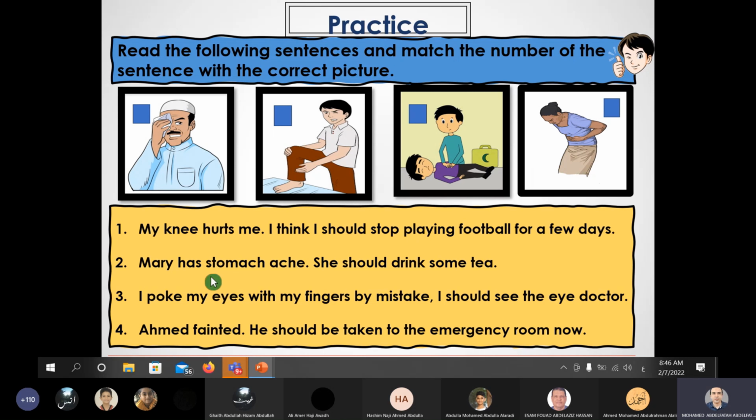Number 2, Mary has stomach ache. Okay, a stomach ache. I think here is a mistake. Mary has got a stomach ache. She should drink some tea.